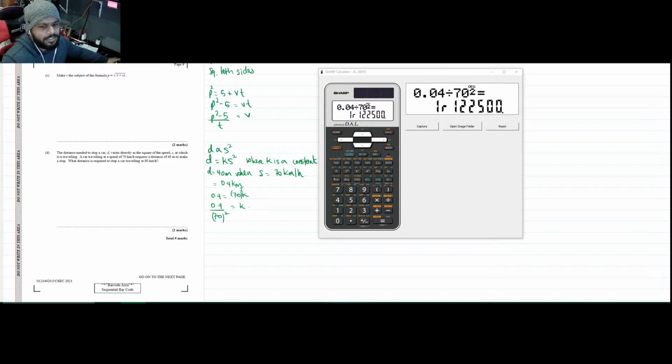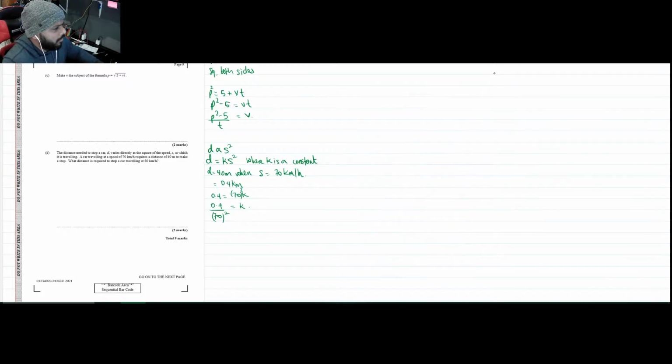Yeah, I would have liked to change it. Alright, so seeing it wasn't changed, so I'll leave it in. Still want to change it, right? We will leave it in meters. 40, so 40 over 70 squared is equal to K. I'll leave that like that.